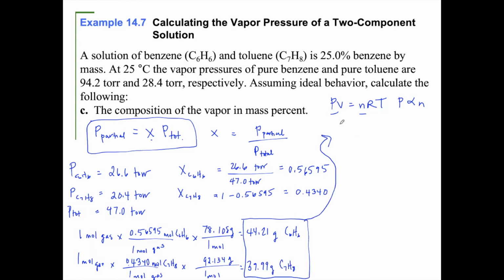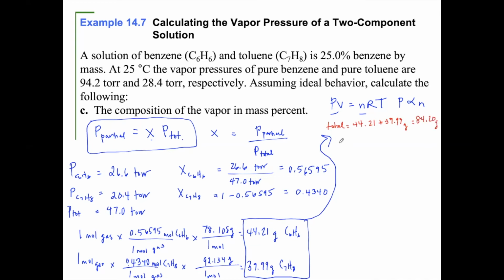Okay, so the total mass is 44.21 plus 39.99 grams, which adds up to about 84.2 grams.